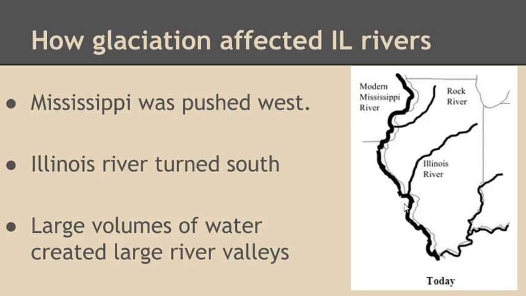And a lot of these other rivers too, the Illinois River, Des Plaines River, Fox River, Rock River, all got changed because of glaciers.